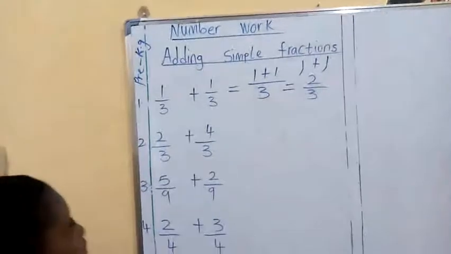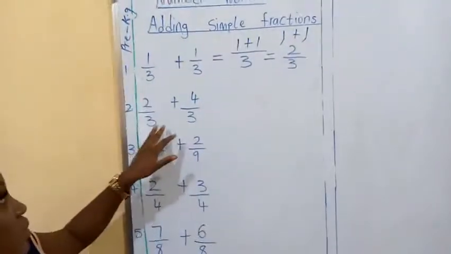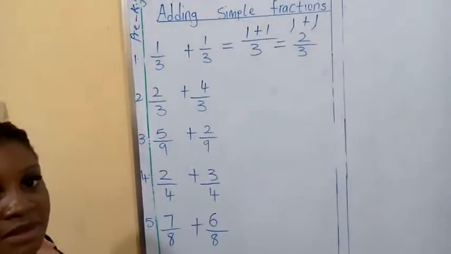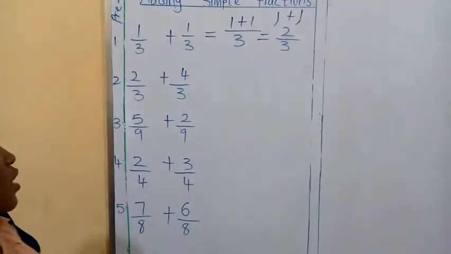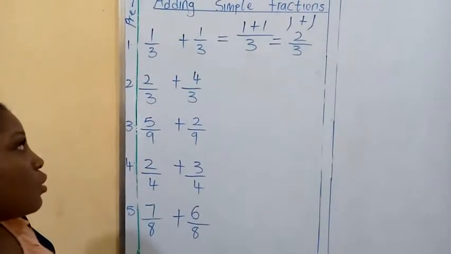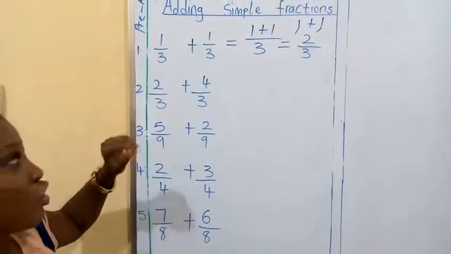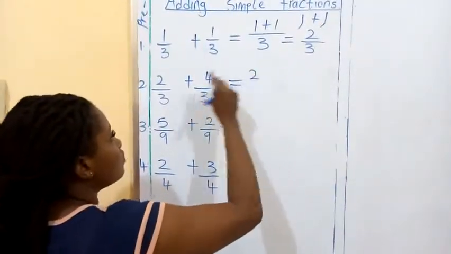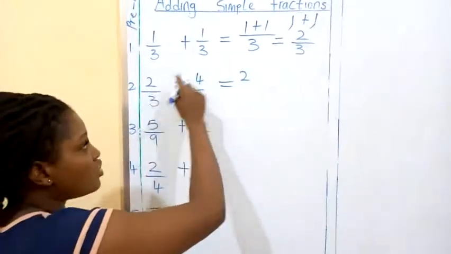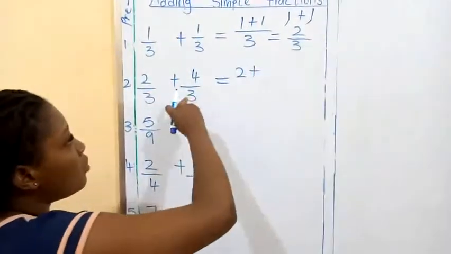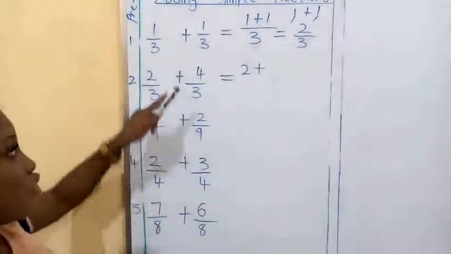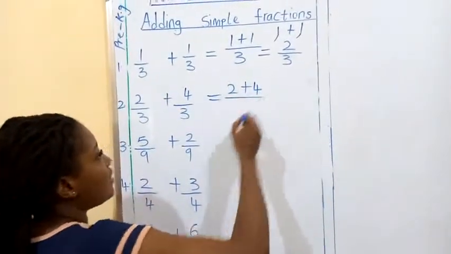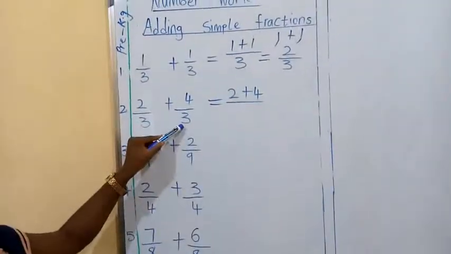Okay. So now look at number 2. Are you there with your book and pencil? Let's do it together. We first of all pick the numerator. And the numerator is what? 2. So we write our 2. What sign is this? Addition sign. We write it. Plus another numerator, which is what? 4. All over a denominator, which is what? 3.